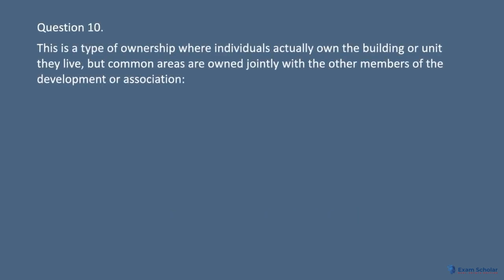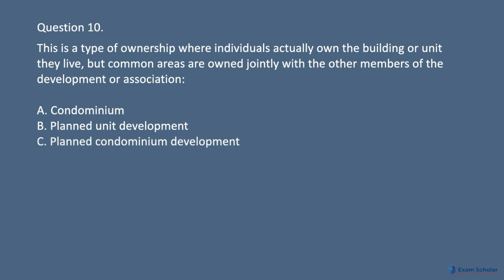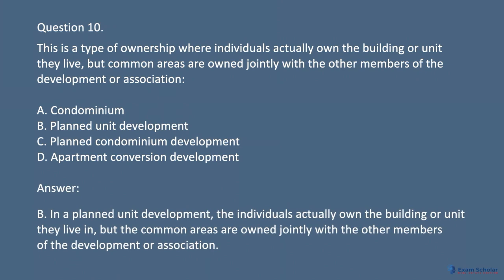Question 10. This is a type of ownership where individuals actually own the building or unit they live in, but common areas are owned jointly with the other members of the development or association. A. Condominium, B. Planned unit development, C. Planned condominium development, D. Apartment conversion development. Answer B. In a planned unit development, the individuals actually own the building or unit they live in, but the common areas are owned jointly with the other members of the development or association.